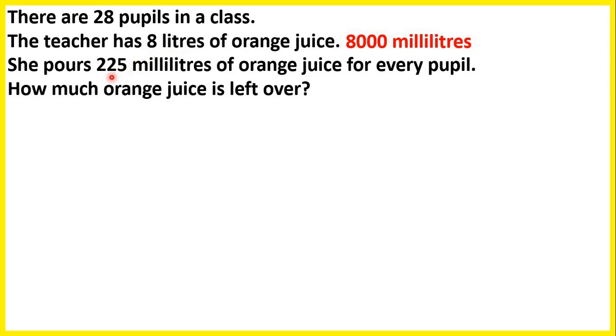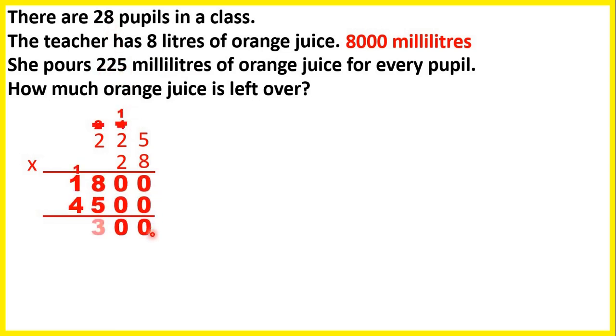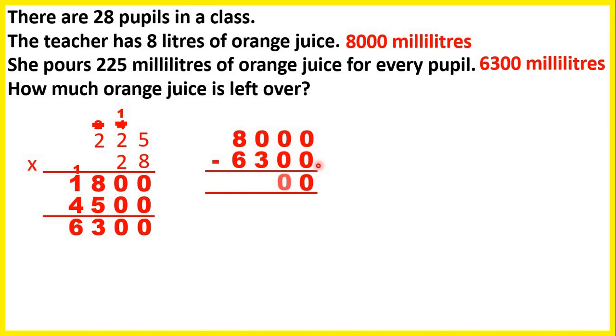So we need to know how much juice she has poured so that we can work out how much is left over. So there are 28 pupils and they each get 225 millilitres. So we can work out 225 times 28, and that gives us 6,300. So we know that the teacher started with 8,000 and poured out 6,300, and we need to know how much is left. So we can subtract 6,300 from 8,000, and that gives us 1,700. So 1,700 millilitres, or 1.7 litres of orange juice is left over.